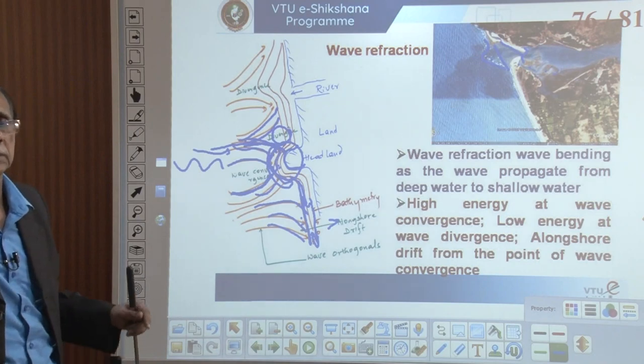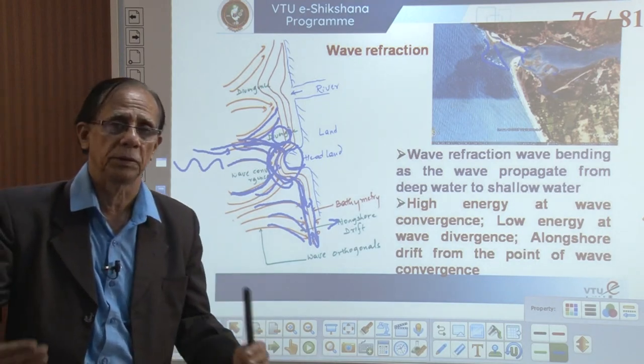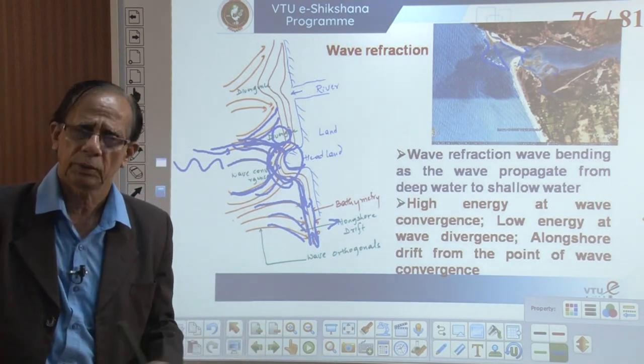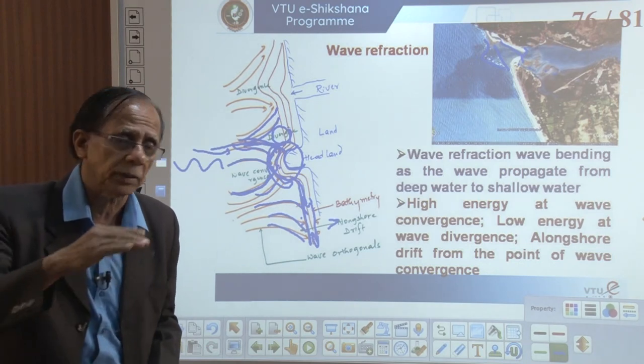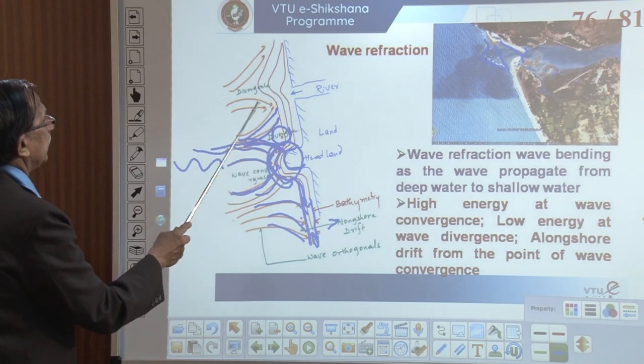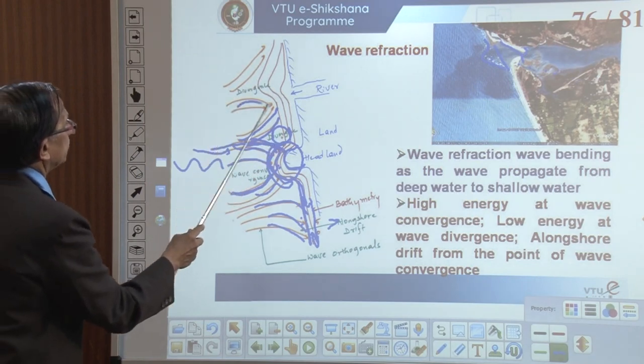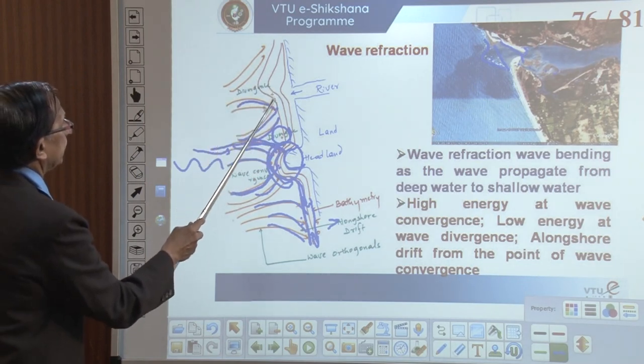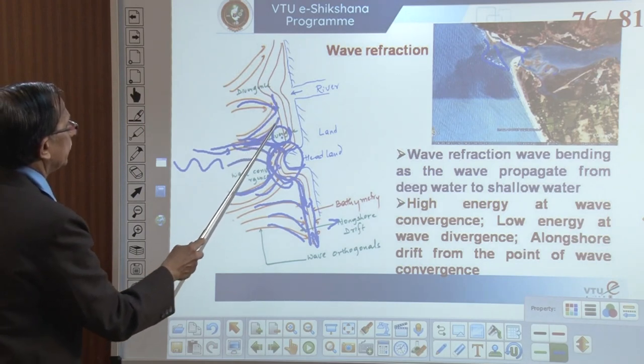Wave divergence is a place of low energy waves, almost no waves. It means it is a site of sedimentation. Here there is low sedimentation. Again here, with wave divergence, the waves tend to move away. Here also they tend to move away.